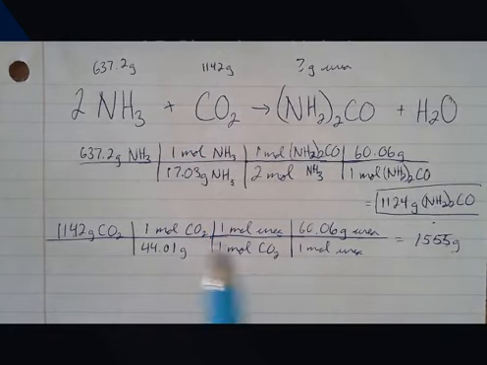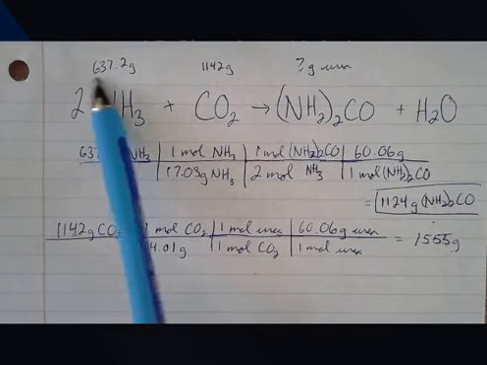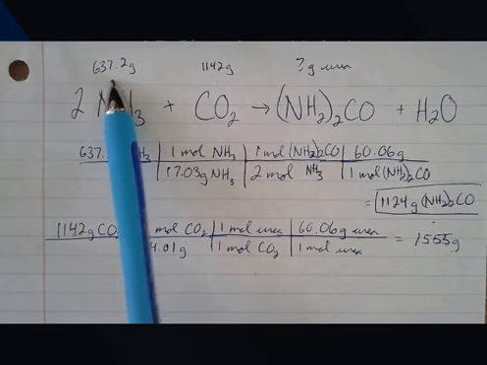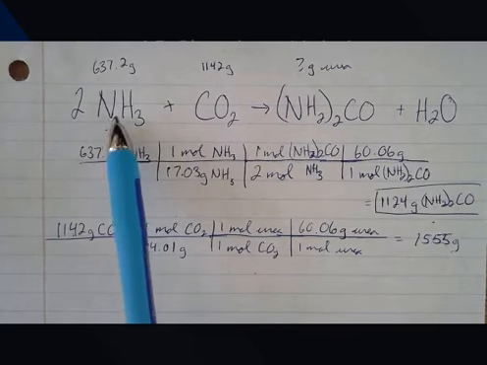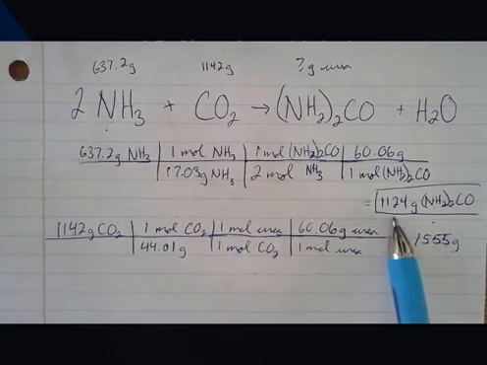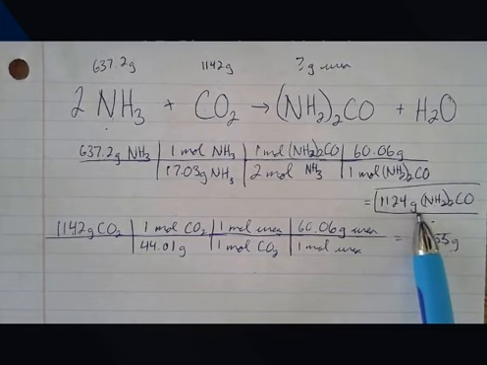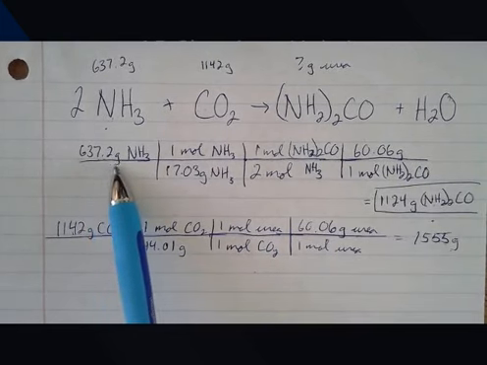Another way to do it is to say that we know we're using all of our 637.2 grams of ammonia because this is limiting, it's running out first before we run out of carbon dioxide. And so we know that we're going to actually produce 1124 grams and use up all of the 637.2 grams.